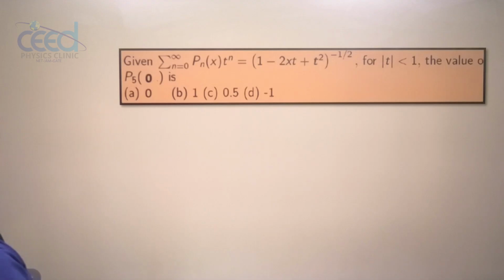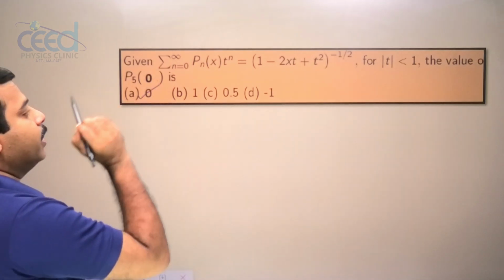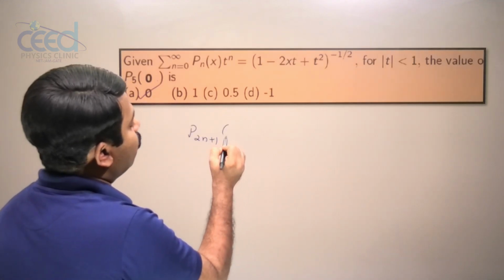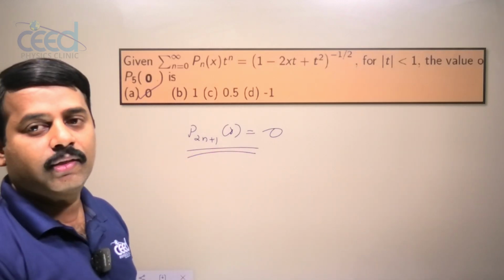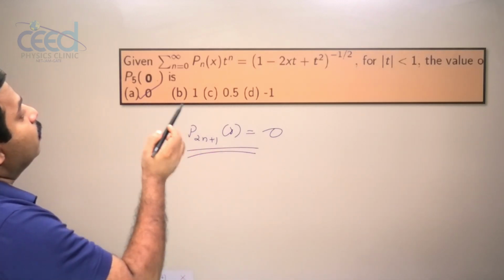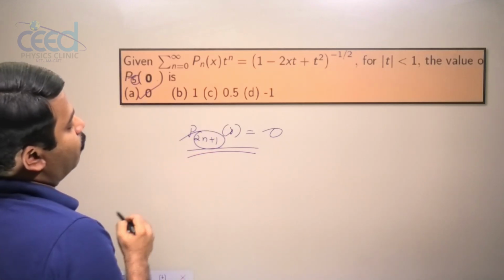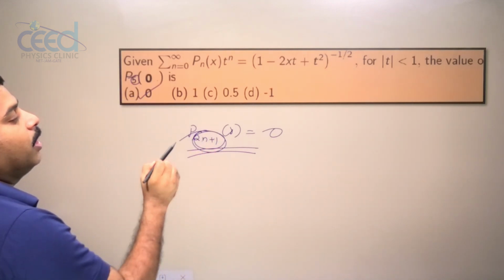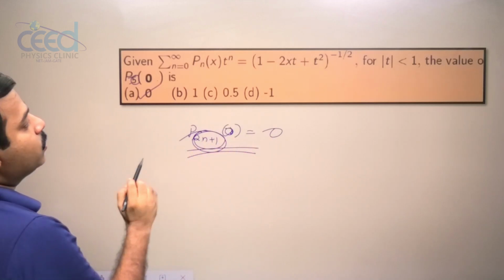Now, let us come to another problem. P5 of 0. P5 definitely, directly you can write it. What we studied: P2n plus 1 of 0 is 0. This is an orthogonality relation we studied. Now, that P5, 5 is in 2n plus 1 format. You put n equal to 2, then 5 comes. So this odd index comes here, meaning P2n plus 1 of 0 is what?